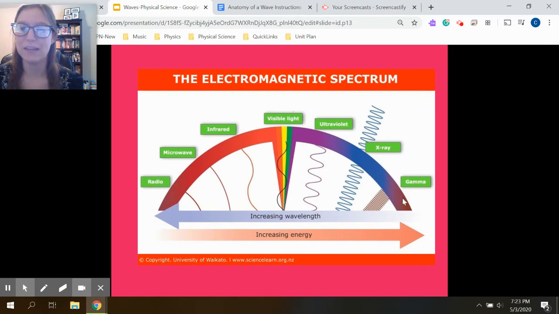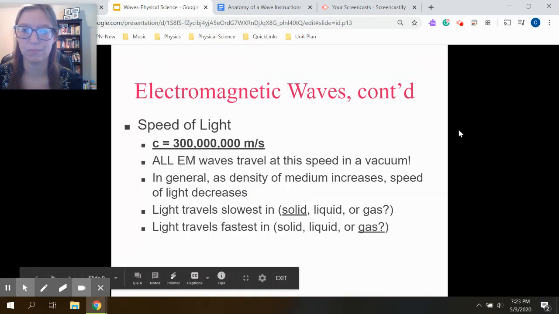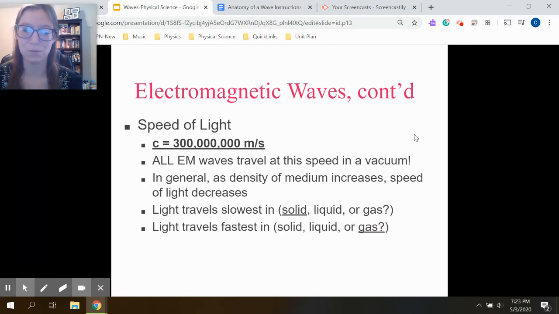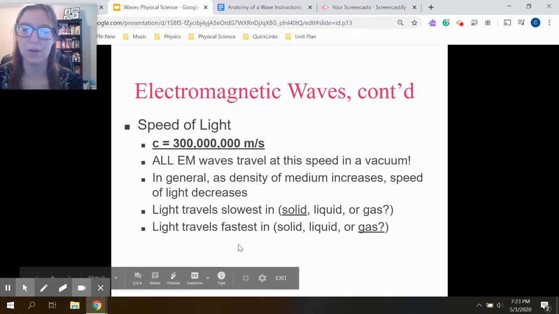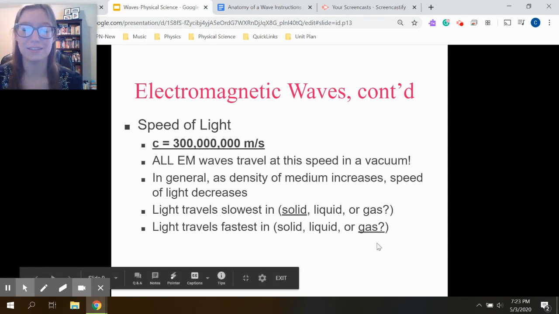And then finally, gamma radiation, which we will probably talk a little bit less about. It does not, however, give you superpowers. So sorry about that. Electromagnetic radiation, I will touch on more later. Just know that light is sort of the opposite of sound. It travels the slowest in solids and the fastest in gases.